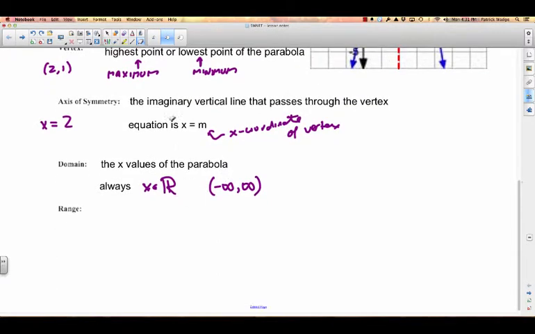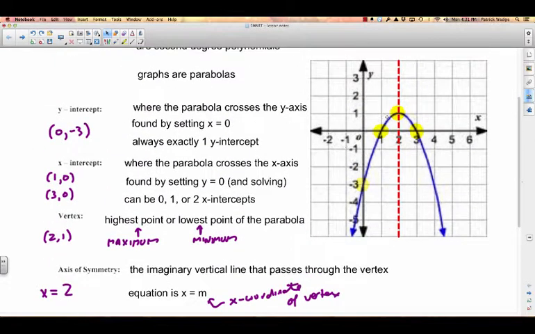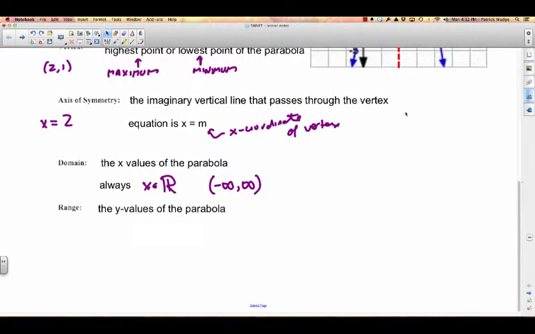Okay, range. If domain is x, you might remember that range is the y values. So if we look at the y values of this, it goes down and down forever. It goes all the way down to negative infinity. It goes up and up, and that's the highest point. Remember, it's a maximum. So the highest point is 1. So this parabola goes from negative infinity up to 1, including 1, so I put a square bracket. Or the other way you could say that is all the y values are less than or equal to 1.